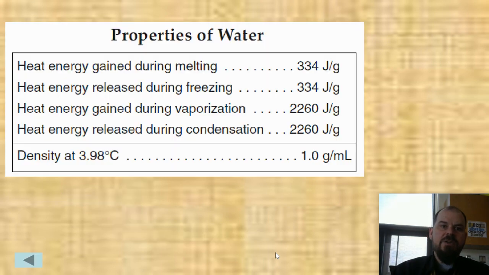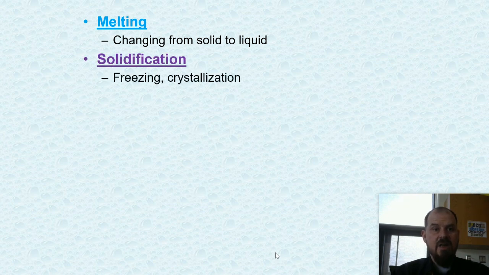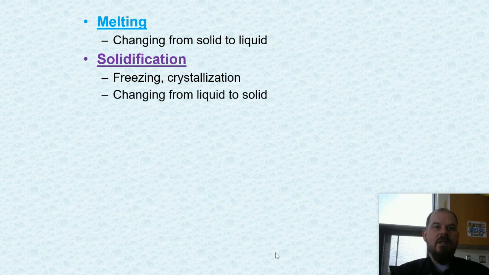Okay? Here is a picture of your properties. Notice it gives you the density specifically at 4 degrees Celsius between friends. That is when water is 1 gram per milliliter. Melting: what you need to know is changing from solid to liquid. Solidification, no joke, I would call this freezing, or crystallization, changing from liquid to solid.